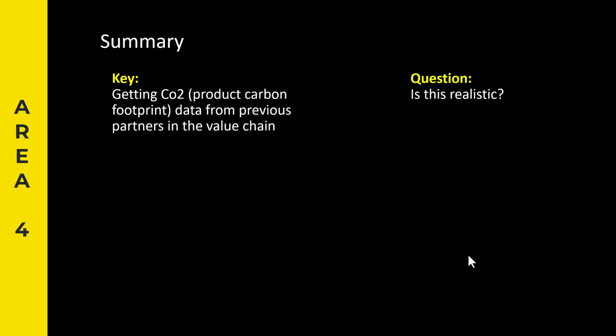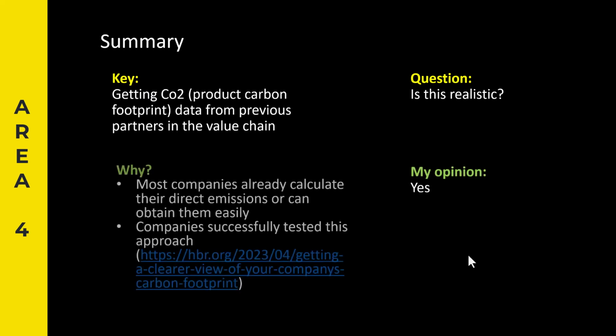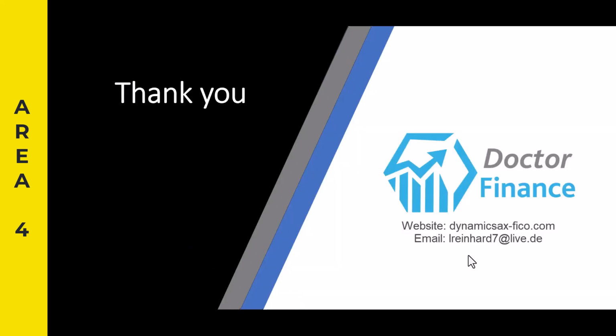And the question is, is this realistic? Can you expect from your business partners, especially from your vendors, to get this data? My opinion is yes. Why? Because most companies already calculate their direct emissions, their scope 1 and 2 emissions, and that's what's needed for this approach. Okay, so that's the part about this greenhouse gas protocol that we wanted to share with you. Now let's go back to our Minecraft presentation to close this demo.